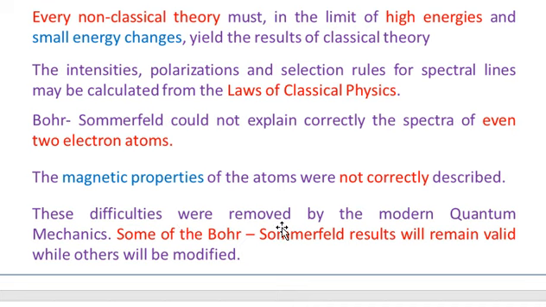These difficulties were removed by modern quantum mechanics. Today's quantum mechanics addresses these difficulties and resolves them. Some of the Bohr-Sommerfeld results will remain valid, while others will be modified. Very few of the Bohr and Sommerfeld results will remain valid, and we shall talk about their validity whenever possible. But most of them will need modification or refinement in their descriptions, and this will be done through modern quantum mechanical approaches.